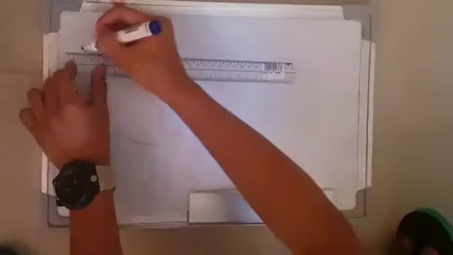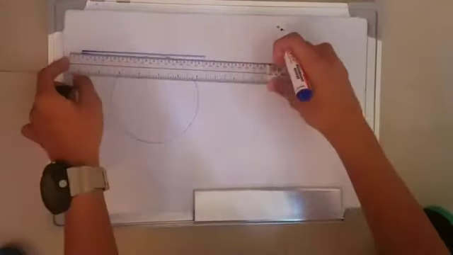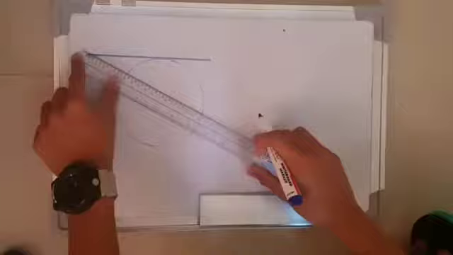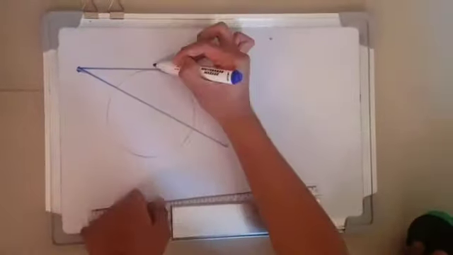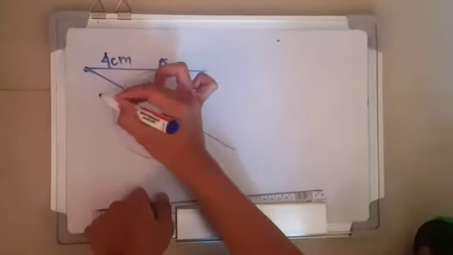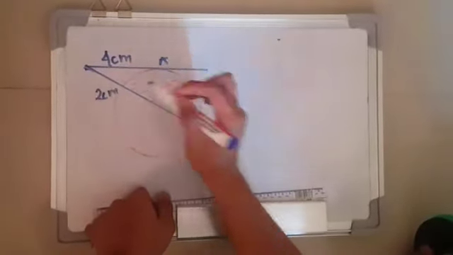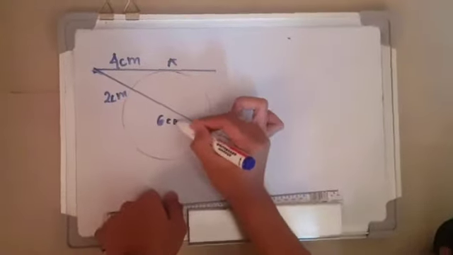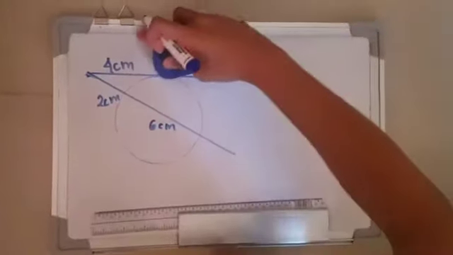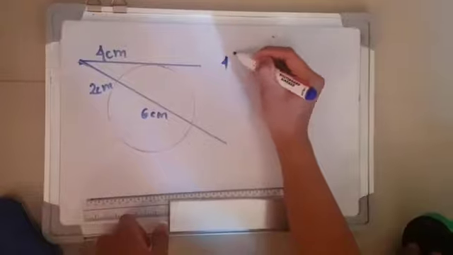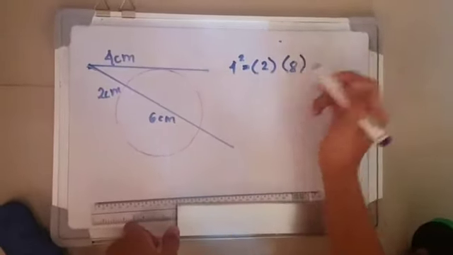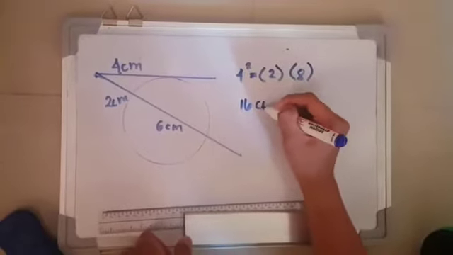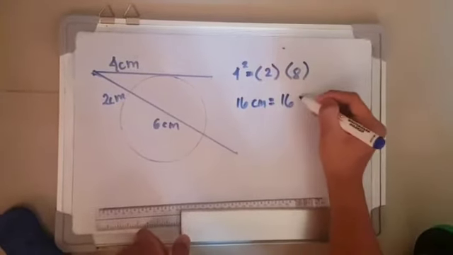Let's try with this example. Let's redraw the circle, tangents and secants, and name the points. The tangent AB will be 4 centimeters. The external secant segment is 2 centimeters. And the whole secant segment is 6 centimeters. So let's follow the formula. 4 squared is equal to 2 times 8. 16 cm is equal to 16 cm.